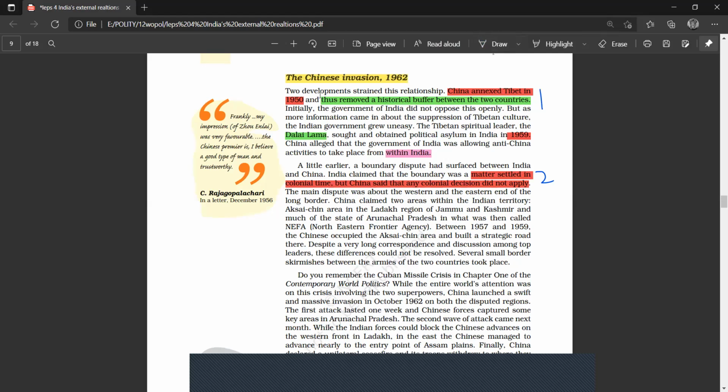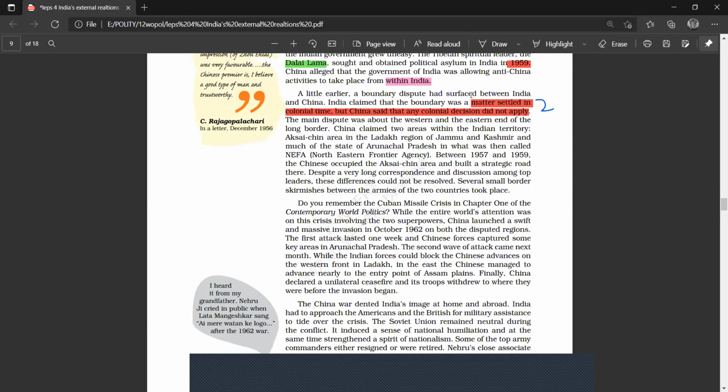So two things that strained the relationship were, first of all, China's annexation of Tibet, and the second thing is the boundary dispute. The main dispute along the western and the eastern end of the long border: China claimed two areas within the Indian territory, the Aksai Chin area in the Ladakh region of Jammu and Kashmir, and much of the state of Arunachal Pradesh, in what was then called the NEFA, the Northeastern Frontier Agency.